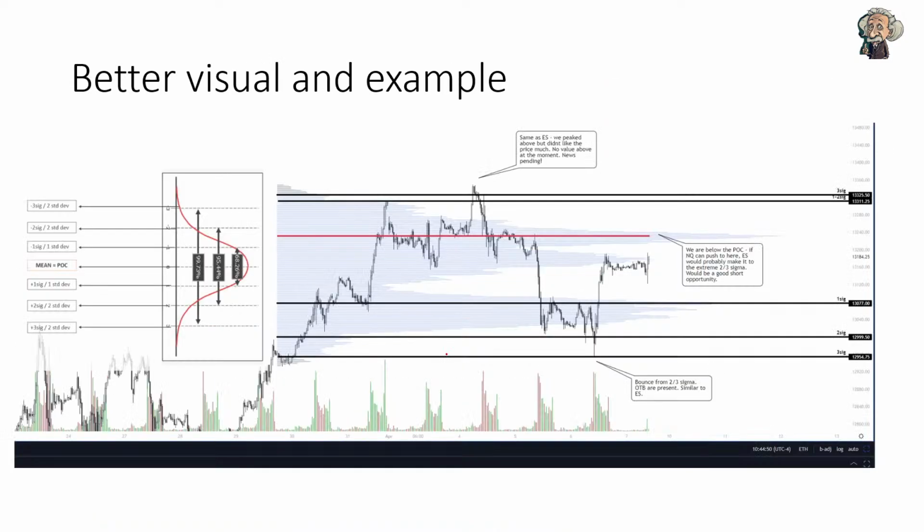Here's the example and the visual on it, and when you look at this, you're in a bracket here. You have the highs, you peak above, you have the lows, and then here's your levels and how they played so far. And then here's your example of the sigmas and what it actually means in terms of trading.